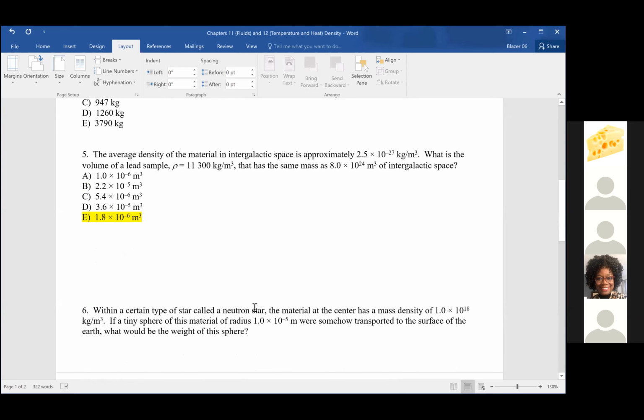All right. So it says the average density of the material in the intergalactic space is approximately, they gave us the density. We know it's density because of the units. So let's see what it's asking us to do.